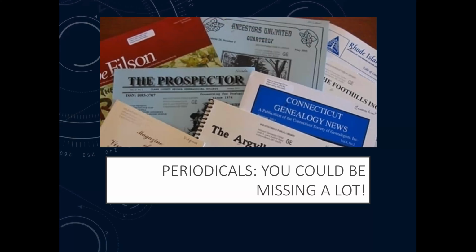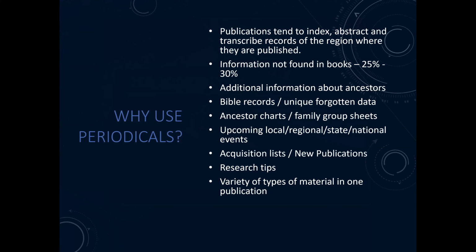So let's talk about periodicals really quick. I want to talk about those. If you are not using genealogy magazines, genealogy periodicals, you could be missing a lot. They tend to abstract and index and transcribe records of the regions where they're published, but then also material gets into a genealogy magazine that is not even related to the area that the information was published, and we'll see some examples. About 25 to 30% of information is not found in books, and it's either found in two pages in a periodical or in a piece of paper that's in somebody's desk drawer that you're never going to find, all right? Bible records, ancestry charts, events, new books, research tips, all kinds of different material in one periodical.